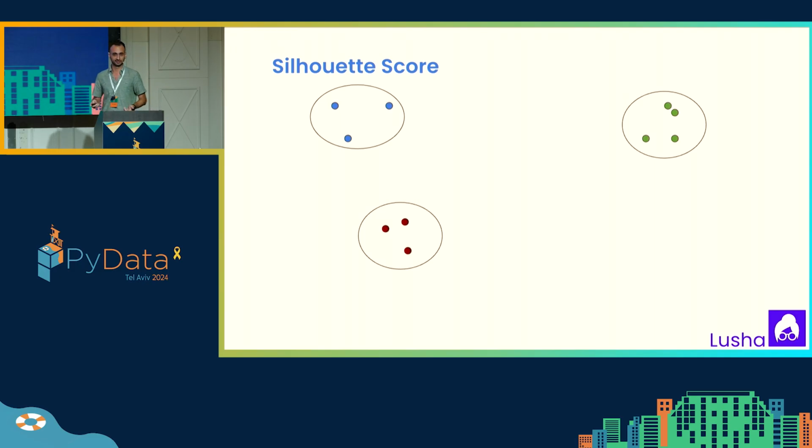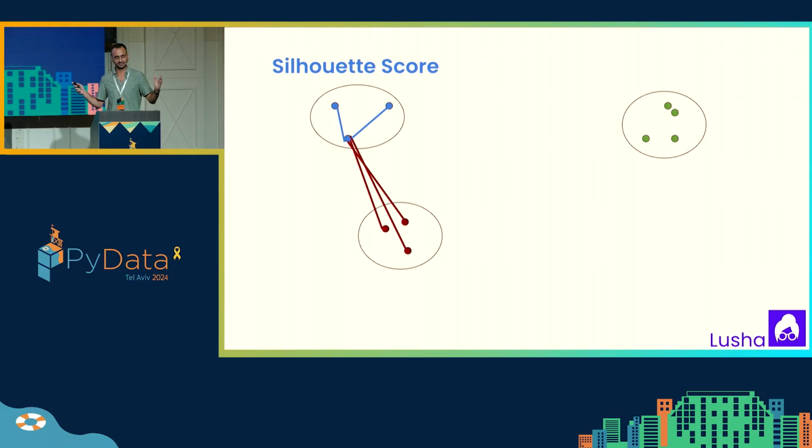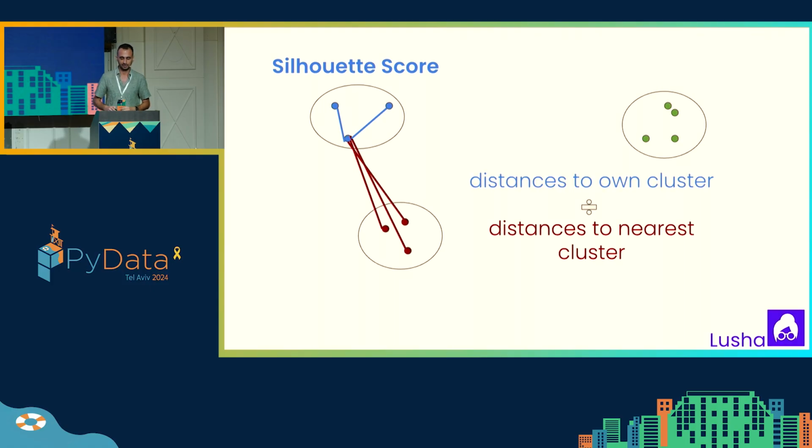A word about silhouette score, if you're not familiar with it. The idea here is that a good clustering result will have short distances between each point to other points within its cluster, but large distances between it and the points in the nearest other cluster. If the ratio between them is high, it means that this is a good clustering.